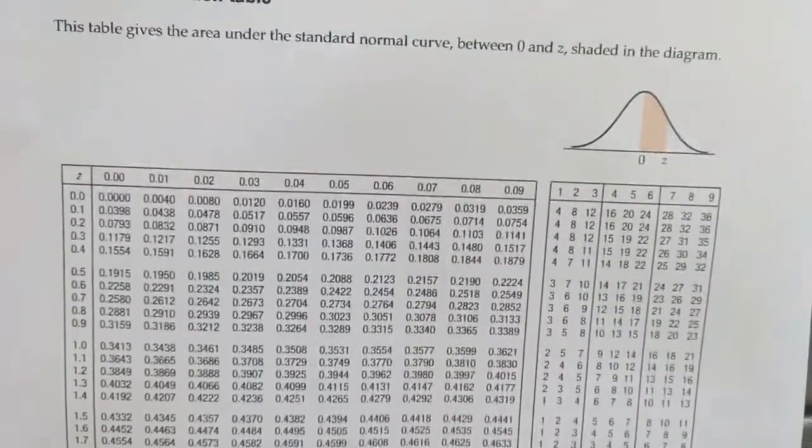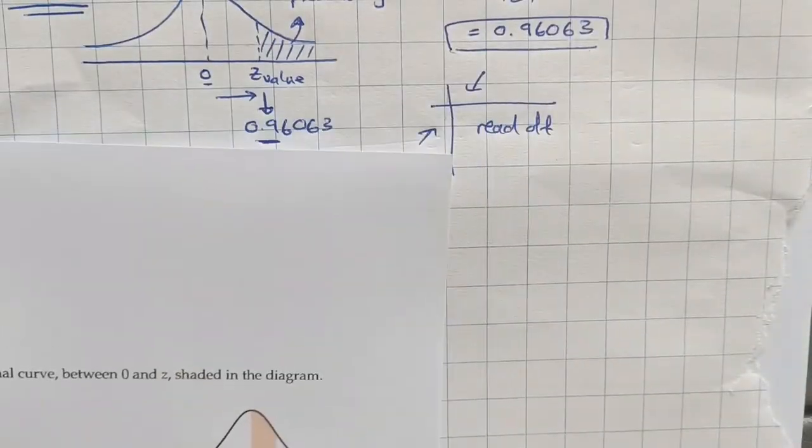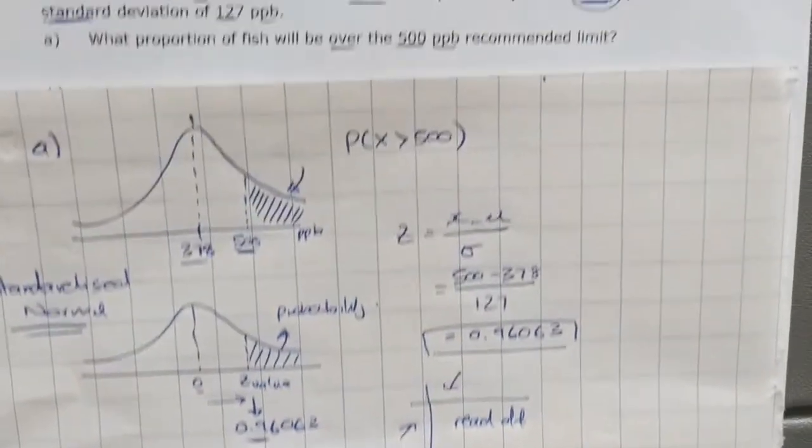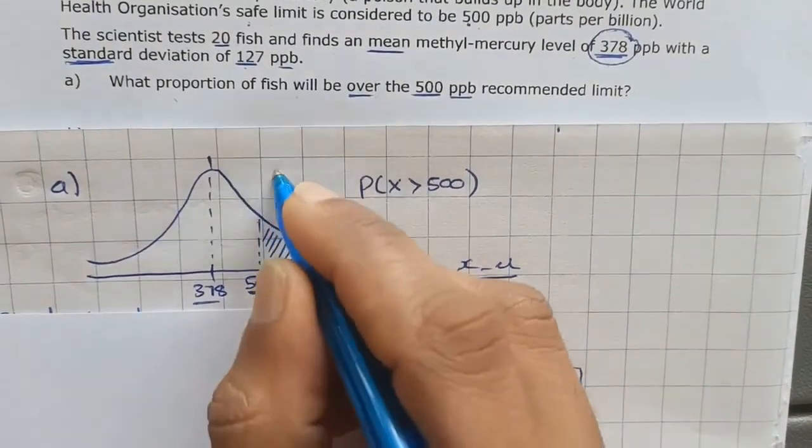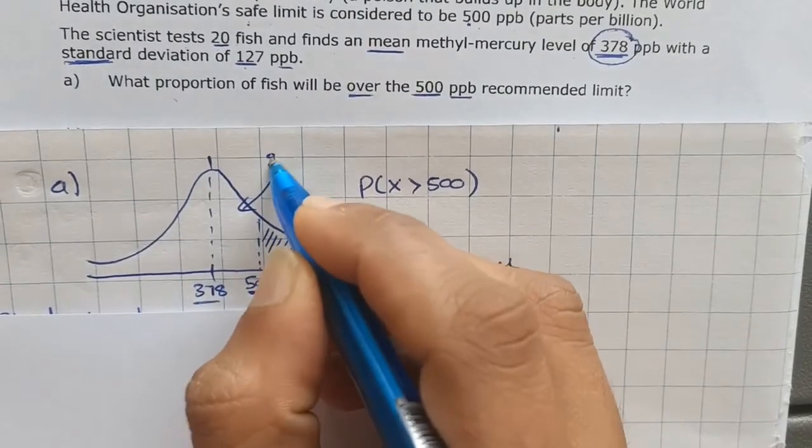Now remember, in our graph, we don't want that part. We are going to get that from the table. So the table is going to give us this.